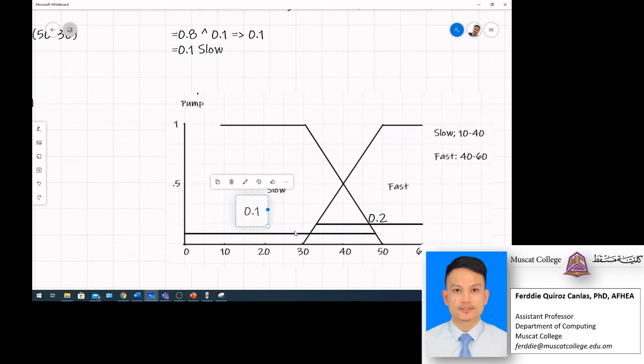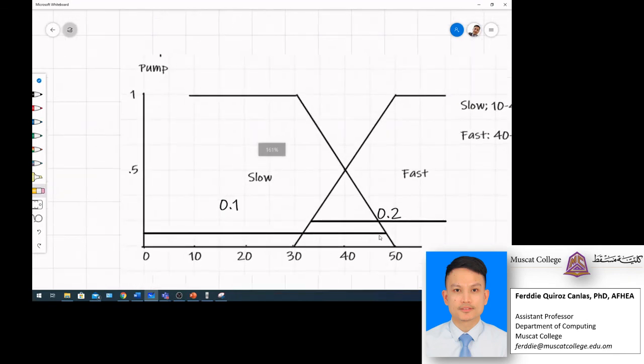So this is now your area under the curve. You could erase this just to see the graph. You could do erasing of this, like this. Okay, so this is your graph.